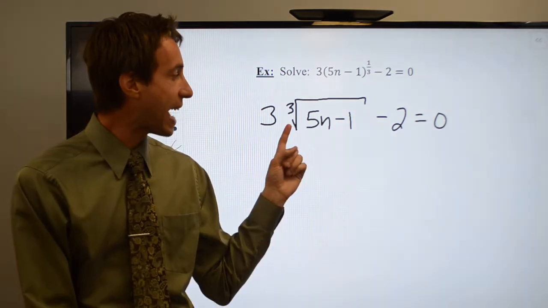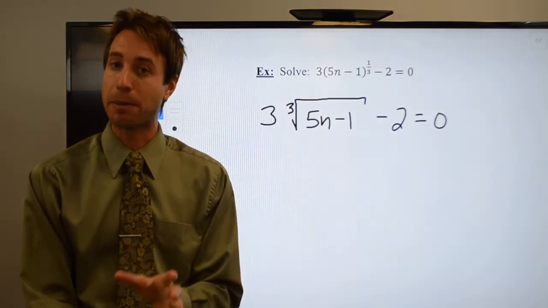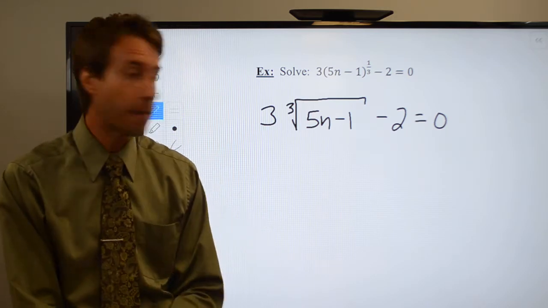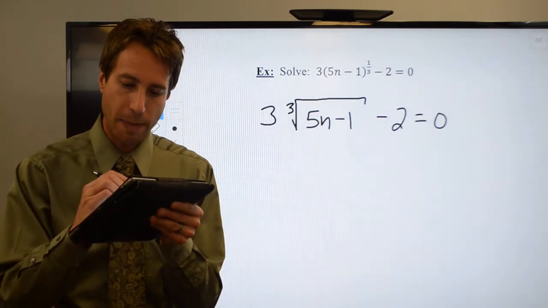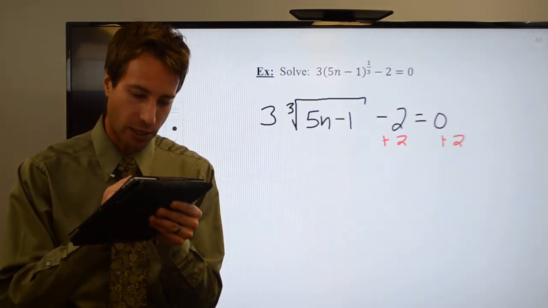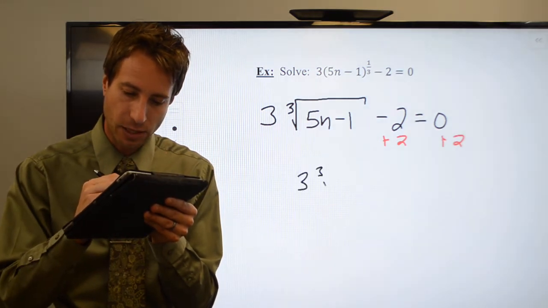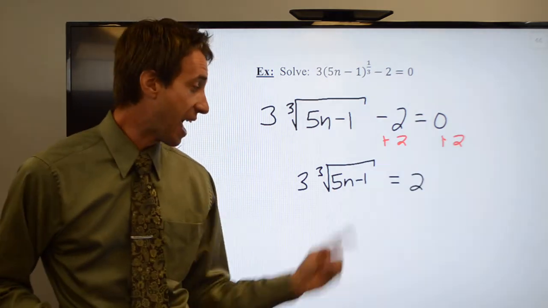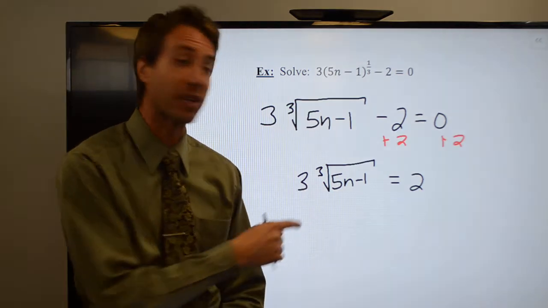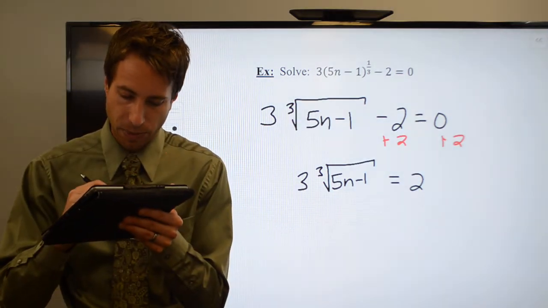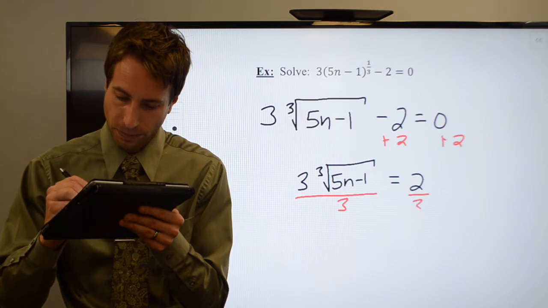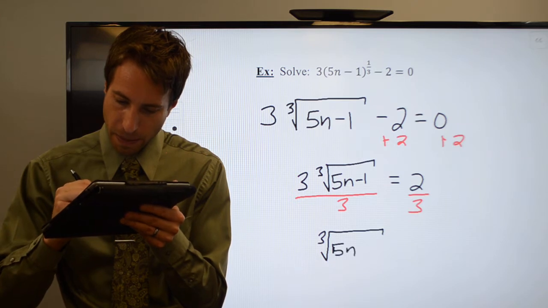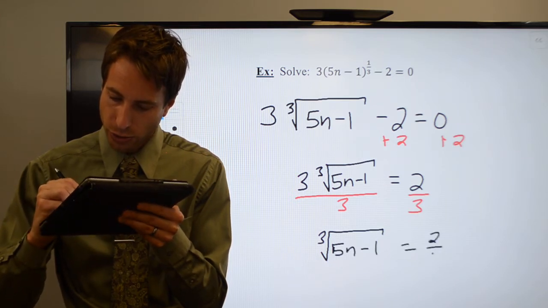Well, before I go ahead and take care of the radical, I need to get it by itself. I need to isolate the radical, which means get rid of the rest of the stuff. We'll start by moving this -2, and we can do that by adding 2 to both sides of the equation. That's going to leave me with 3 times the cubed root of 5n minus 1 equal to 2. Then I'll need to get rid of the 3. Since it's multiplication right there, we'll divide both sides by 3, which will leave me with the cubed root of 5n minus 1 equal to 2/3.